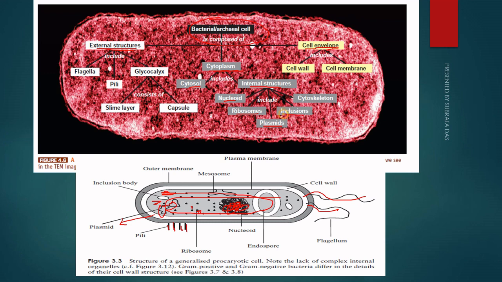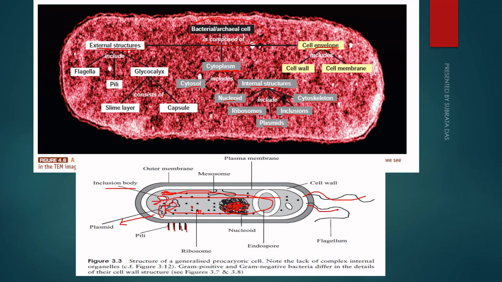Another one is inclusion bodies. These are the inclusion bodies where bacteria store some foods like polysaccharides, phosphates, many types of foods for their future. And the cytoskeleton controls and regulates the shape of the bacterial cell, or protects it. So this is the whole cytoplasm structure.